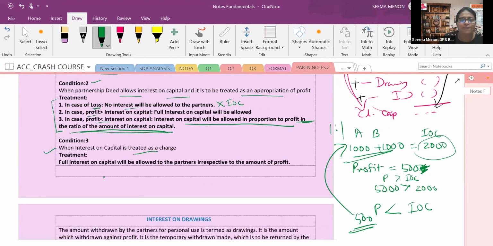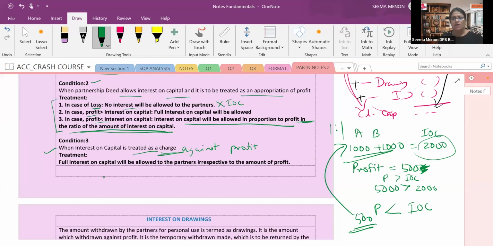When interest on capital is treated as a charge, what do you mean by charge? We normally call it a charge against profit. That means interest on capital will not be given from the profit. Whether the firm makes a profit or a loss, in both cases the firm will have to pay interest on capital. This is what it means when it is given in the question that interest on capital is a charge against the profit, or it simply says charge.